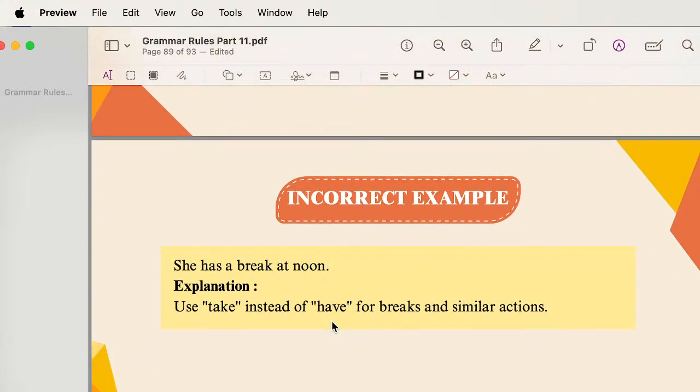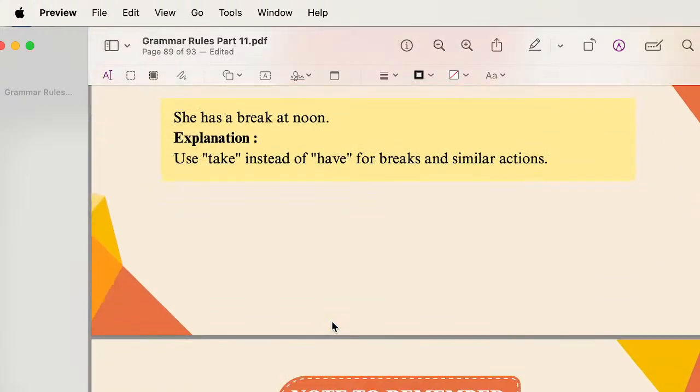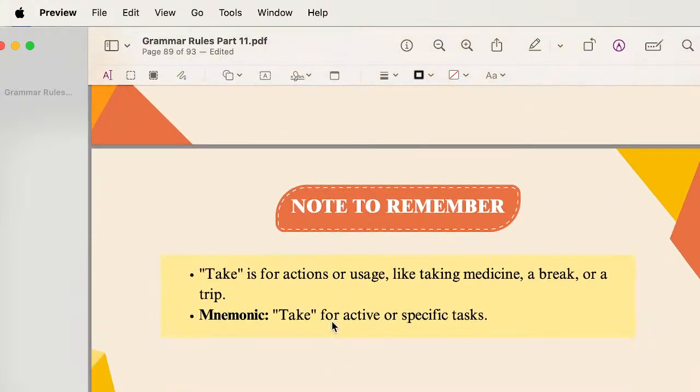Okay, so "She has a break at noon." No, she takes a break at noon. This is how you can say it. "She had a break at noon" is incorrect. "She takes a break at noon" will be correct here. That's how you can use it. So take is specifically used for certain actions like consuming medicine, a break, or a trip as well. I took a trip to London.